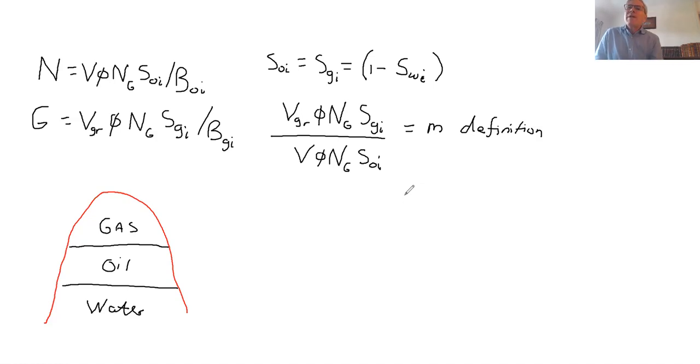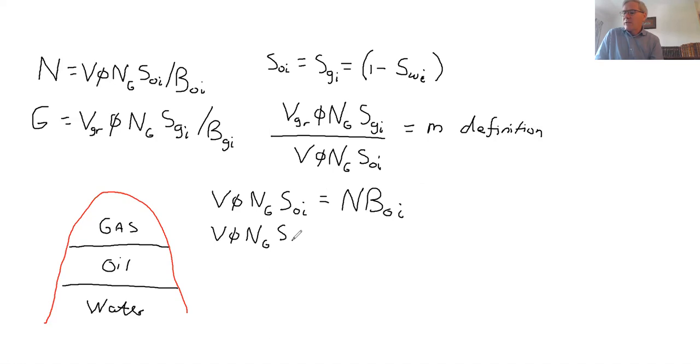And so you can see here that V phi NG SOI, which is this bit, is N Boi. And V phi NG SGI can be written as M N Boi, which is G BGI. And so M, by definition, is G BGI over N.